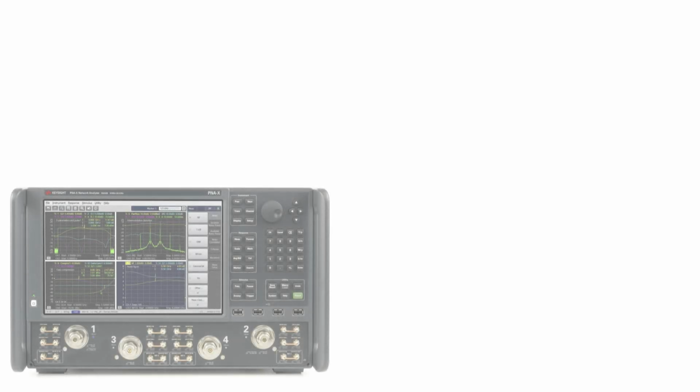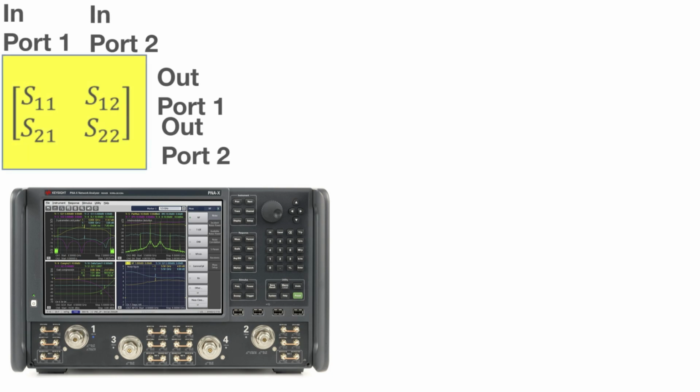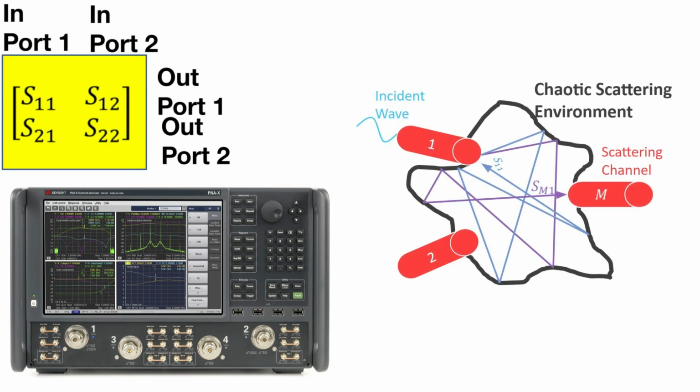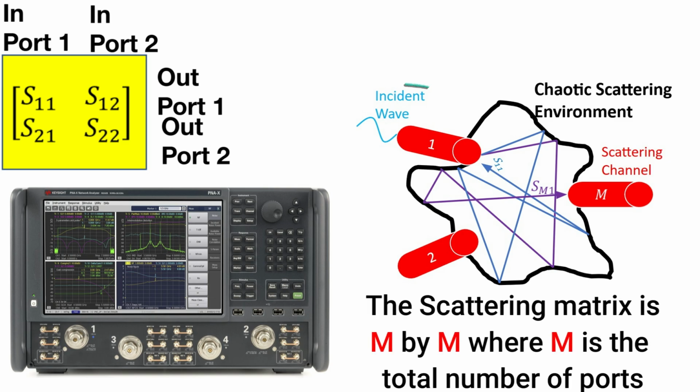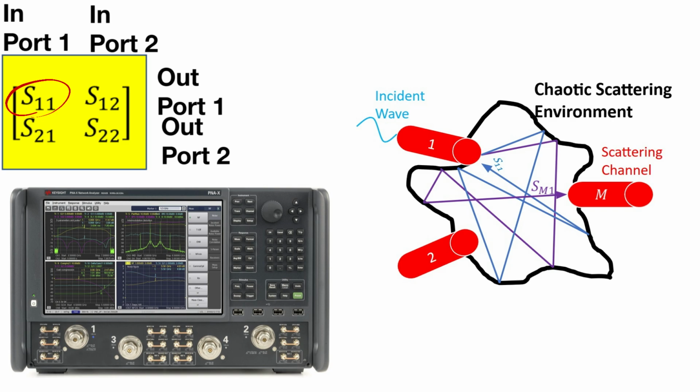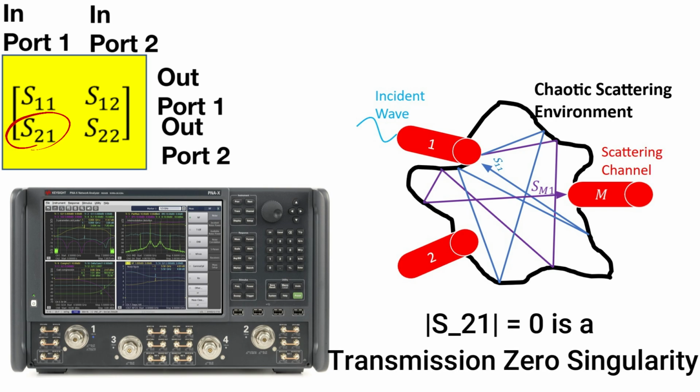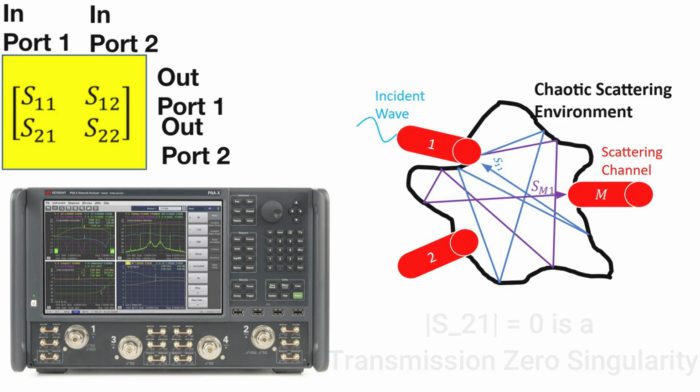The vector network analyzer measures the scattering matrix, which in our case is a 2x2 matrix because we have 2 ports. The scattering matrix relates the ingoing waves at each port of a system to the outgoing reflected or transmitted waves at each port. For example, the element S21 is the proportion of the signal transmitted from port 1 to port 2, and S11 is the proportion of the signal that left port 1 and was reflected back to port 1. Singularities appear as zeros of the scattering matrix. For example, when S21 is identically 0, that is a transmission zero singularity.